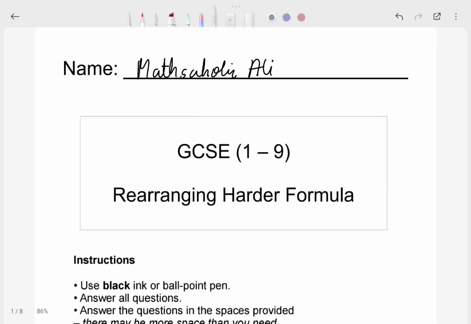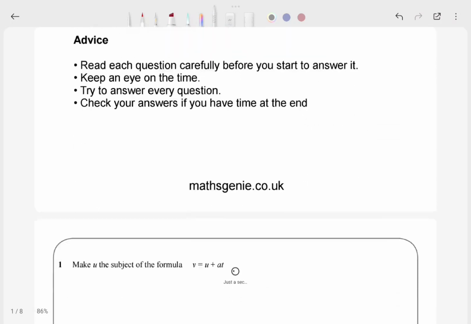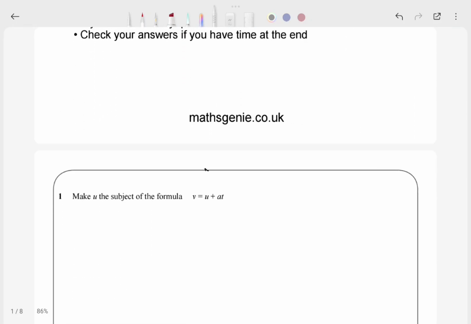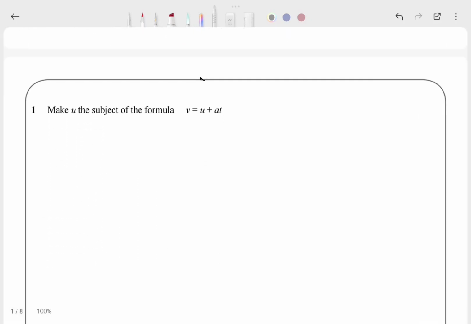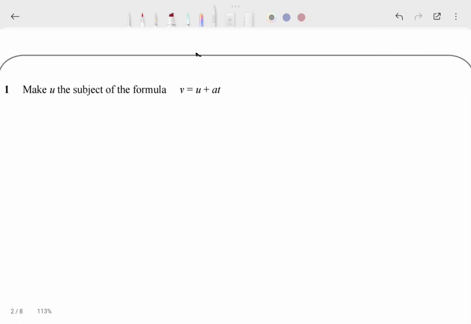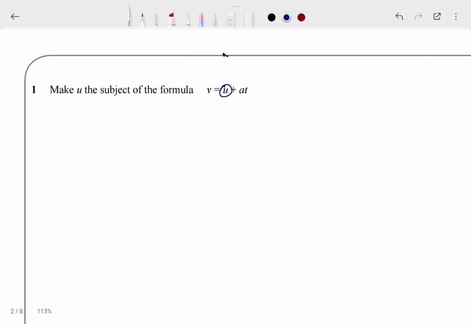Today in this video we're gonna solve rearranging harder formulae. So as you see, let's start from the first question, where we make u the subject of the formula. This is the u, and we have to make this the subject. So that means instead of v we should have a u. So how to do this?